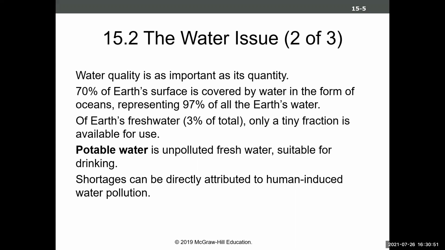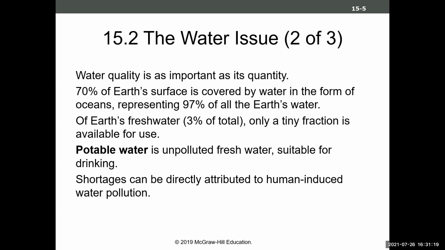Now, even though we can use that 3%, there's an even tinier fraction that is actually available for use. Of that 3%, we only have access to and can use a fraction of that. And the water that we can use is known as potable water. So this is unpolluted, fresh water that we can drink and consume.